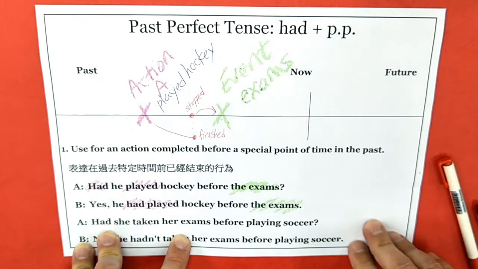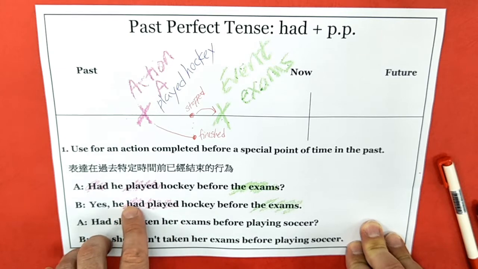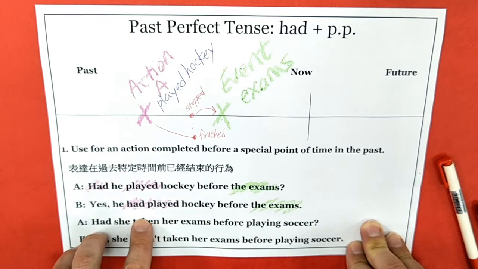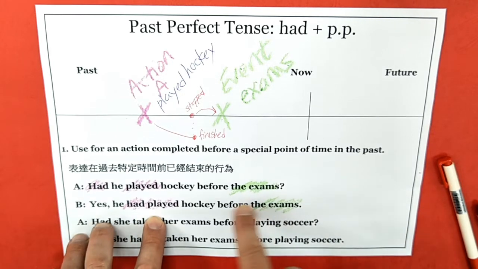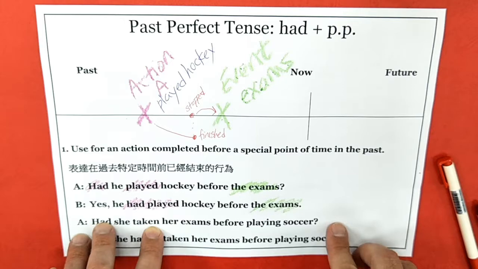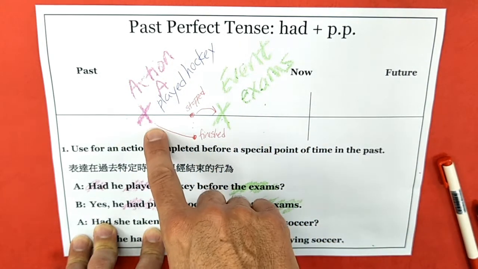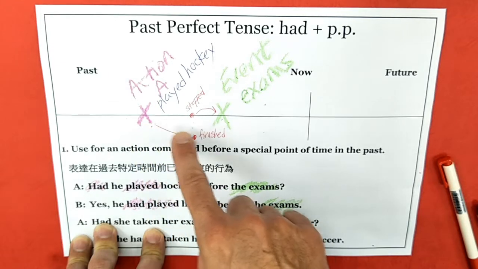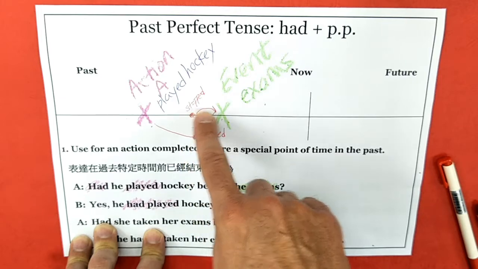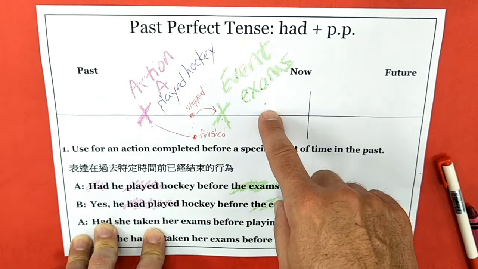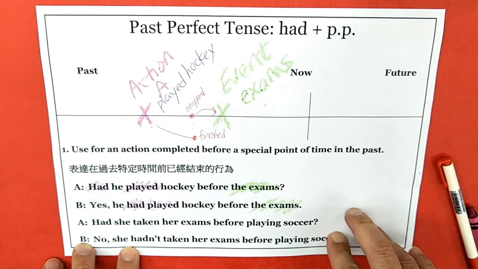Because I used the past perfect, had played, I know that had played hockey happened first, and before the exam started, hockey was finished. Again, we are looking at two events. One action started in the past, it finished, it stopped, it's over, and that stopped before an event, for example, the exams. All right, let's look at a negative sentence.